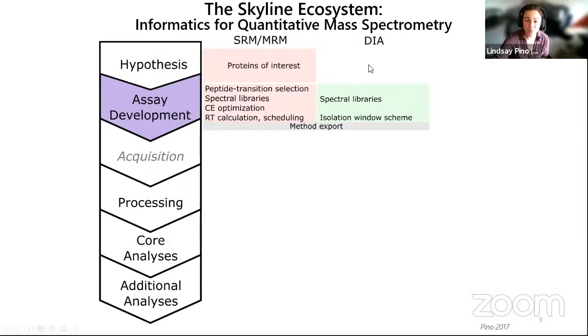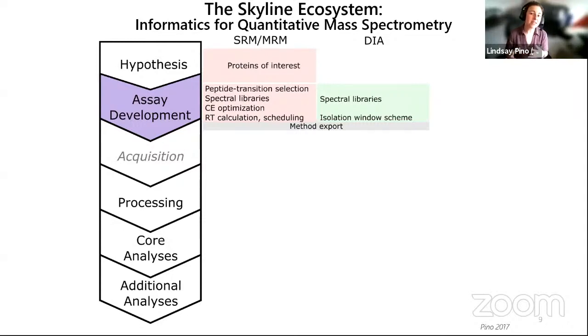In DIA, as Brian just told us, what's really nice compared to a PRM, a targeted study, is that you don't necessarily need to know what question you're asking when you acquire your data. Skyline also assists in the assay development section. As Brian had mentioned, if you're doing targeted, like a PRM, there's a lot of upfront assay development that you have to do for those specific proteins of interest.